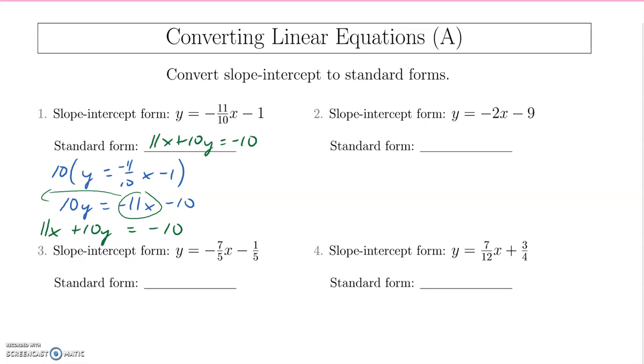If I wanted this in general form, it would be almost identical. In general form, it would be 11x plus 10y, but then I would move that negative 10 to the other side, so I'd add 10 to both sides, and it'd be equal to 0.